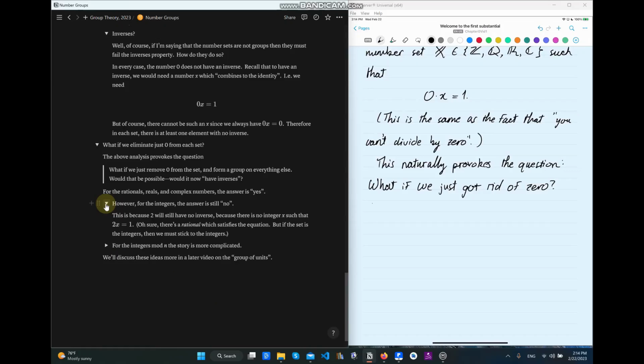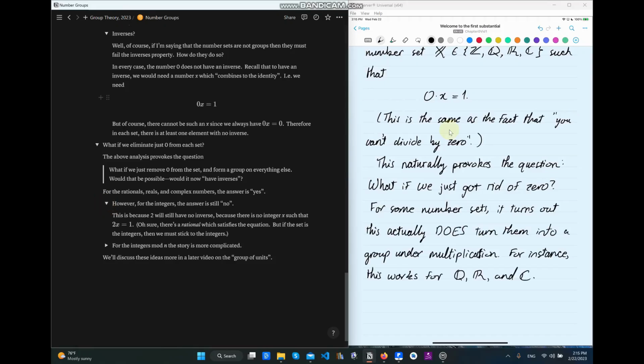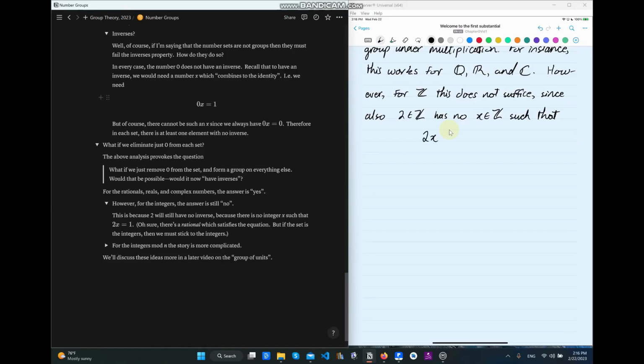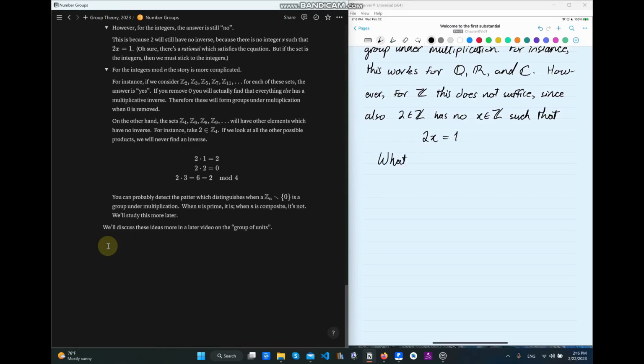Now, all of this naturally provokes the question, what if we just got rid of 0? For some number sets, it turns out this actually does turn them into a group under multiplication. For instance, this works for the rationals, reals, and complex numbers. However, for the integers, this does not suffice. And that's because also 2 is an integer, and there is no integer x such that 2x equals 1.